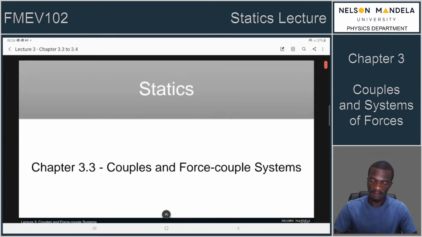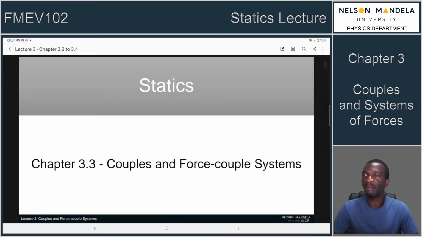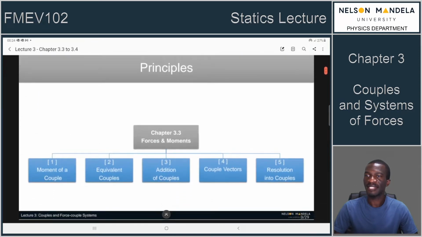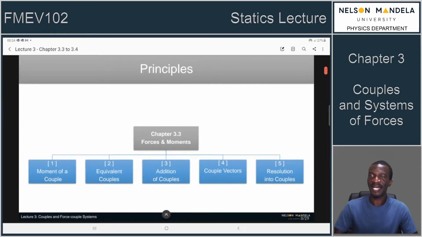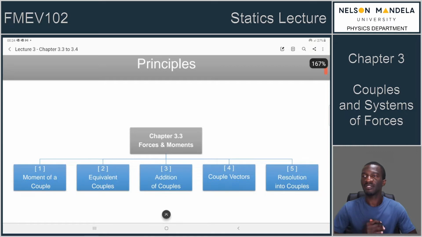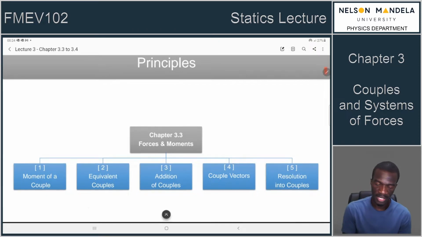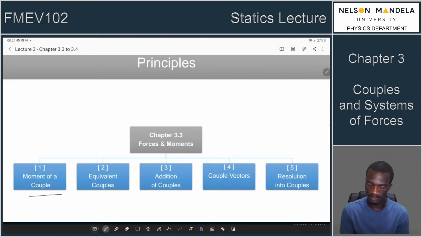Okay, so we are looking at couples and force couple systems. 3.3 is on couples and force couple systems, and there are 5 principles that guide our understanding of how we need to analyze couples and systems of forces. So we will look at the principle of the moment of a couple. Then we will move to equivalent couples, addition of couples, couple vectors, and resolution into couples.